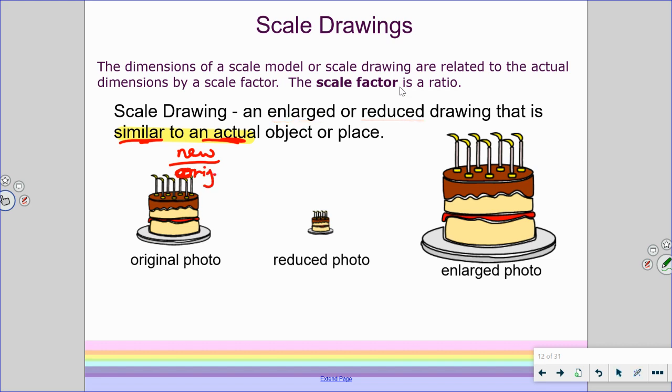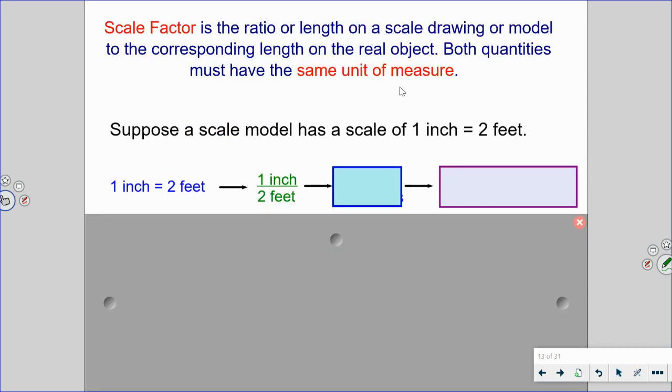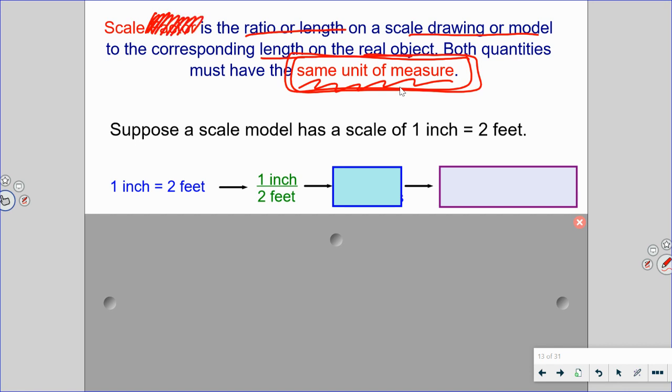We've talked about that. So a scale factor is the ratio of a scale drawing or model to the actual, corresponding length of the real object. And notice what's in red. So maybe that's the most important thing to write down. If you're looking at a scale, it can be different units, inches to miles, centimeters to kilometers. But if you're looking at a scale factor, it's got to be the same units.